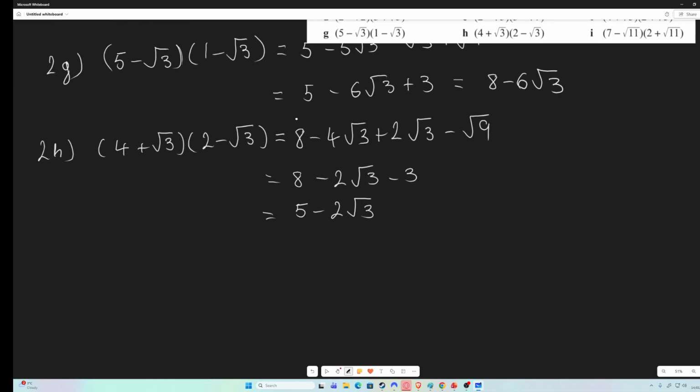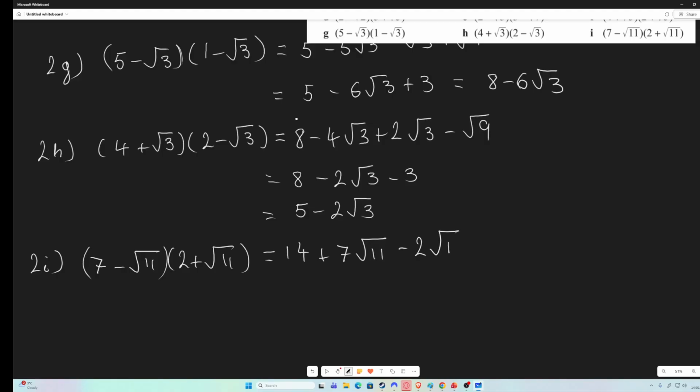And finally, 2i. We have 7 minus root 11 times 2 plus root 11. So that is 14 plus 7 root 11 minus 2 root 11 minus square root of 121. So that is 14 plus 5 root 11 minus 11. So the answer is 3 plus 5 root 11. That's question 2.